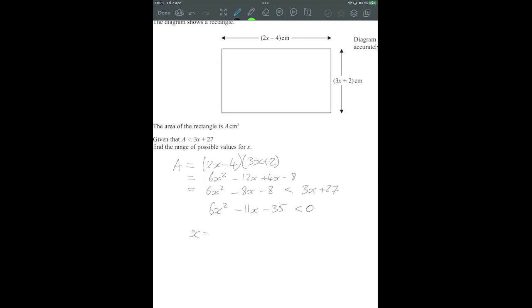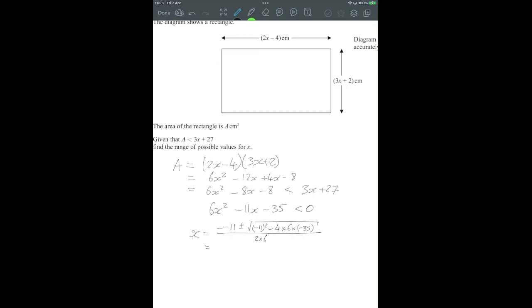My formula is negative b plus or minus the square root of b squared, again, put that b in the bracket because otherwise your negative numbers will go poorly, minus 4ac, all over 2a. Once again, I'm writing that out, although I'm going to type it into my calculator anyway. I'm writing that out for the examiner's benefit.